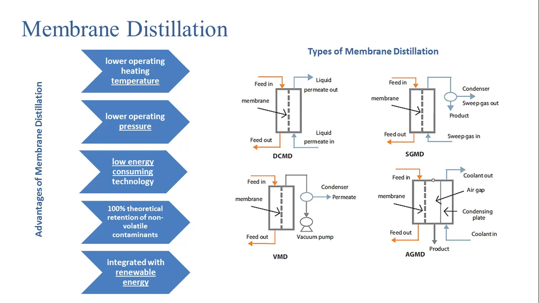The most important part is that it can be integrated with renewable energy. Why? Because it simply requires less energy, less heat, and less pressure. So basically, renewable energy or waste energy can be used in this technique. There are many types of membrane distillation techniques: DCMD, which is direct contact membrane distillation, SGMD, VMD, and AGMD. All of those are under the same title of membrane distillation. We are going to talk about DCMD, which is direct contact membrane distillation.